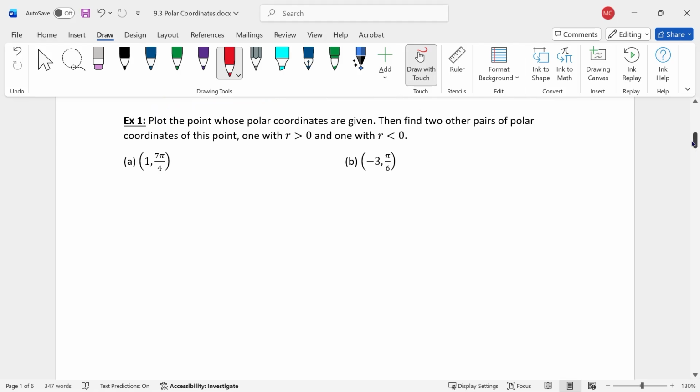Okay, so let's look at a couple examples here. Plot the point whose polar coordinates are given, then find two other pairs of polar coordinates of this point, one with r greater than 0 and one with r less than 0. Okay, so let's start by plotting the point.